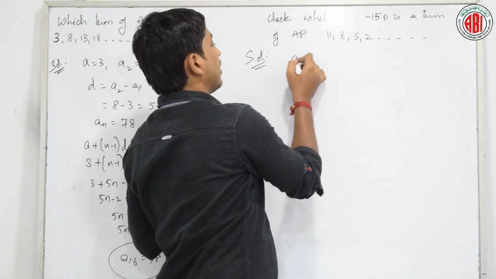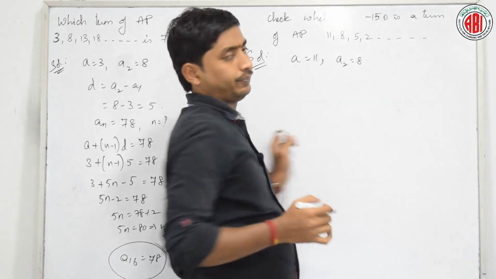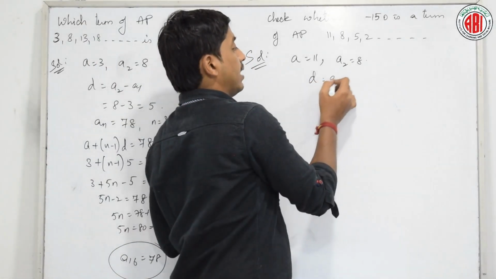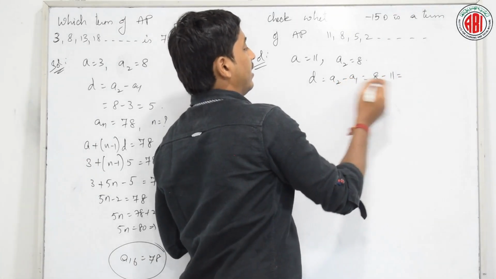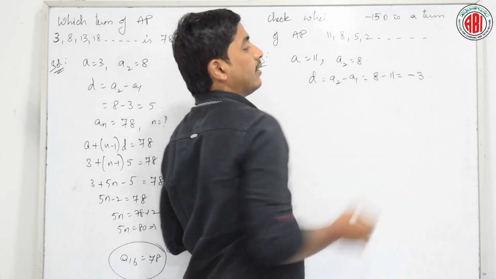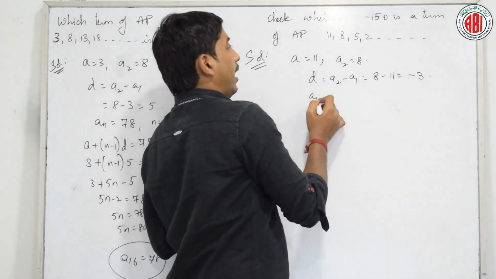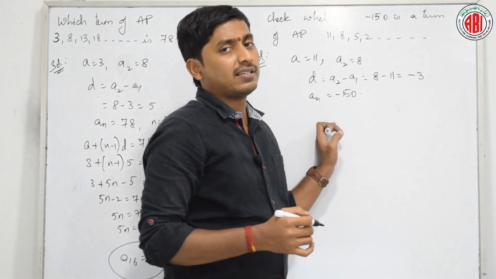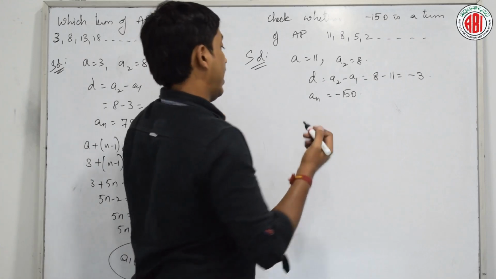Now see what is given here. Given is a1 as 11, a2 as 8. What is the common difference? Common difference is second term minus first term, that is 8 minus 11, that is minus 3. Now let us assume an as minus 150. From this let us try to find out the value of n.